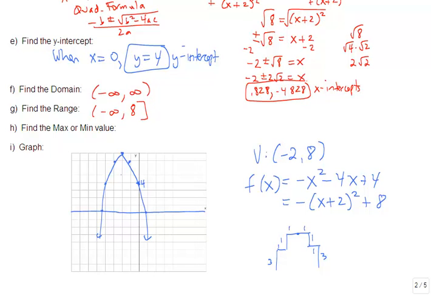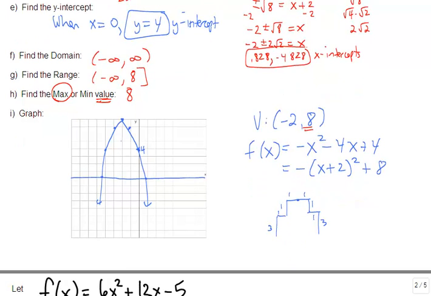What is the max or the min value? Well, first of all, does it have a max or does it have a min? Because it's pointing down, it has a max. And whenever the question says what's the max value, this word value always implies the y value. So what's the maximum y value that we have here? It would just be this 8, that y coordinate. Okay? All right, so that's one complete problem.